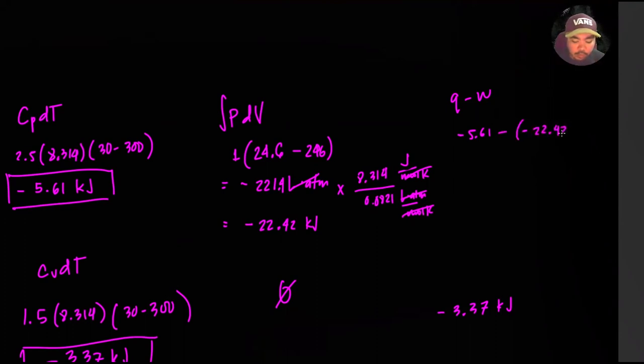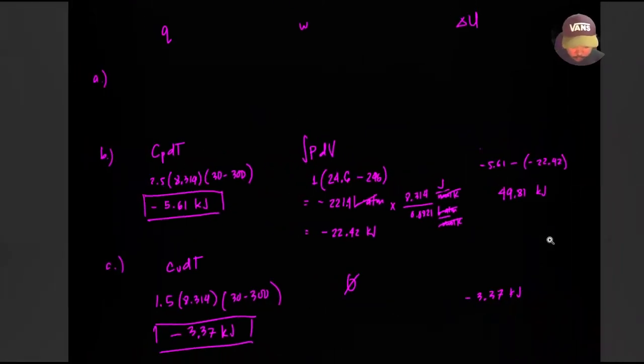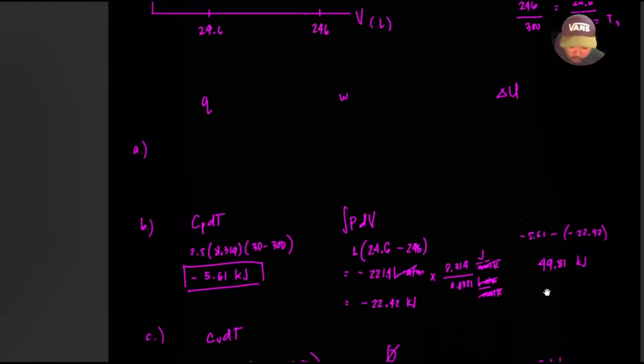Tapos, let's see if it makes sense, no? Di ba sabi natin, pag work is done on the system, dapat yung overall delta U mo, delta U should increase. Tapos, negative, minus negative, positive, nag-increase naman. So, yun, nagme-make sense. Okay? So, negative 5.61 plus 22.42 gives us 49.81. This gives us 49.81 kilojoules. No? Okay?